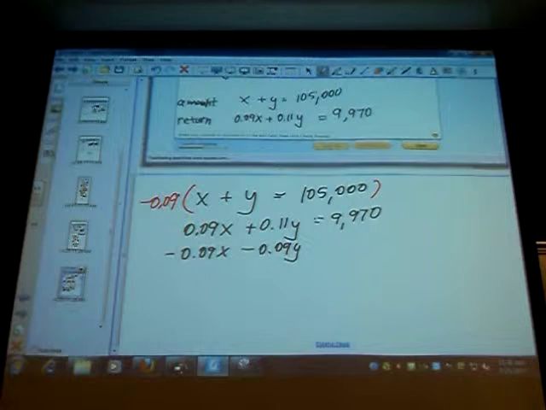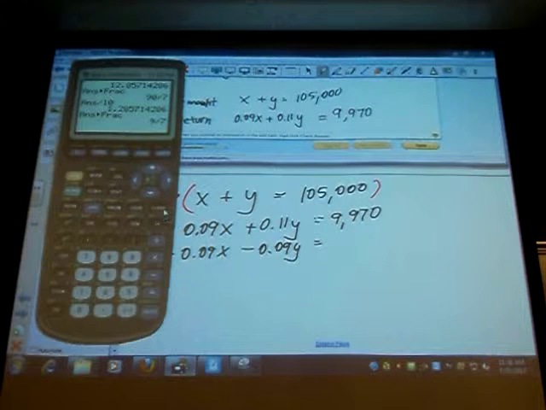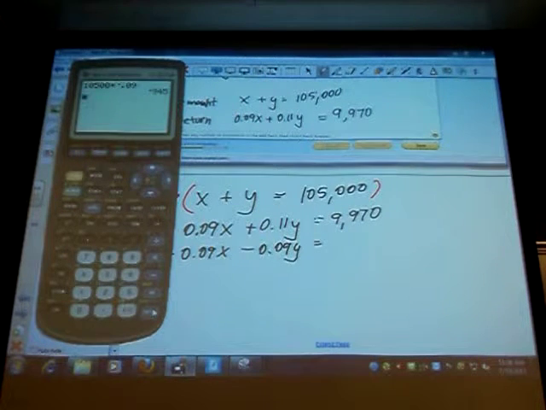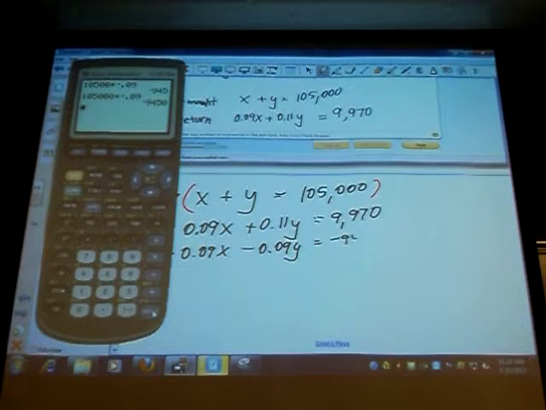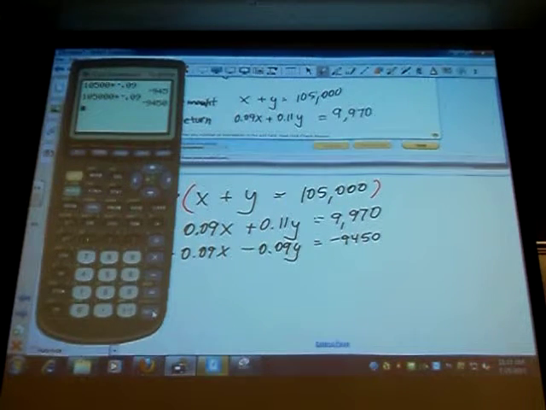So I'd have negative 0.09x minus 0.09y equals, and then I want to do 105,000 times negative 0.09. I get negative 945. Well, that comes out nice. Oh, no, then I left off a zero. So it's going to be 9450, right? Just going to add a zero on my answer. Yep. That still works out well.